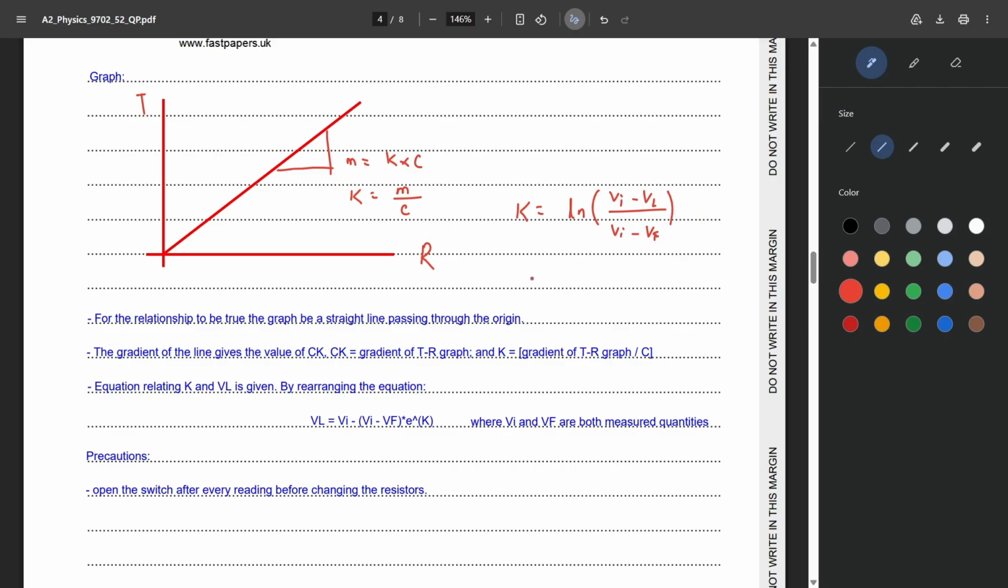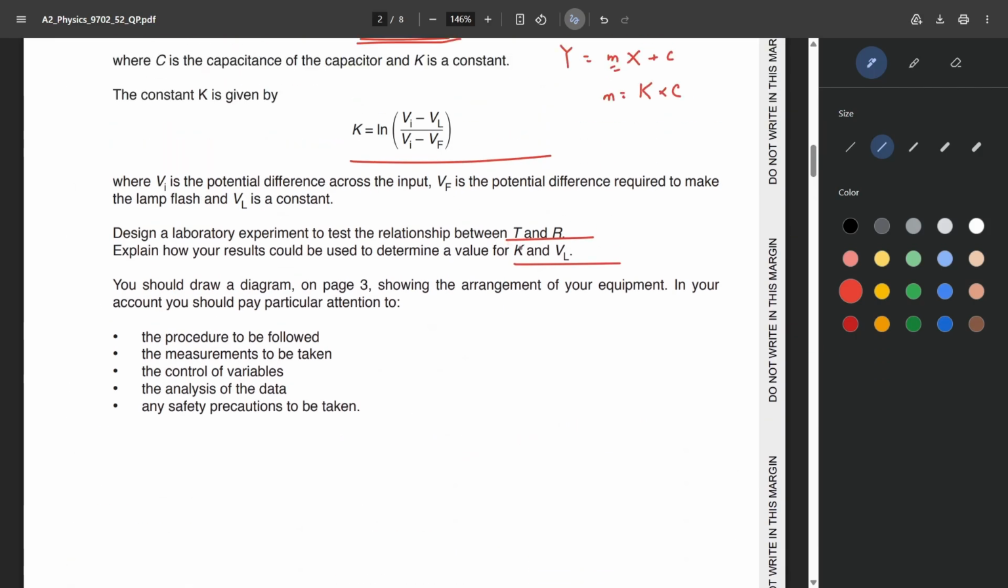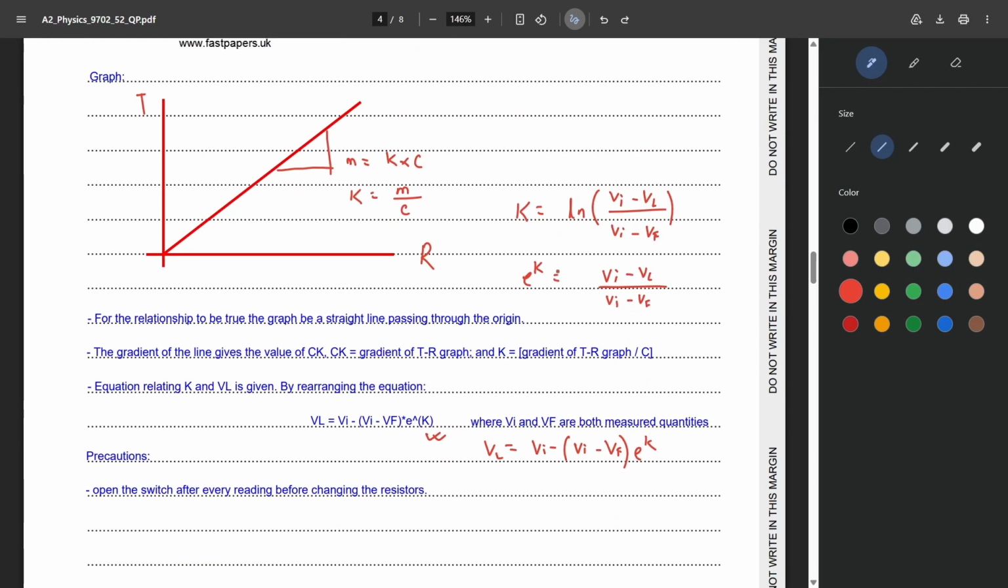If we rearrange this equation, we get something like this. E to the power of k is equal to, E is the exponential function here, Vi minus VL over Vi minus Vf. Now rearranging this equation, making Vf the subject, gives us the equation written over here, where VL is equal to Vi minus Vf times e to the power of k. All right. We are supposed to find the value of VL, not Vf. So, okay, the same. Rearranging this equation gives us the value of VL over here.